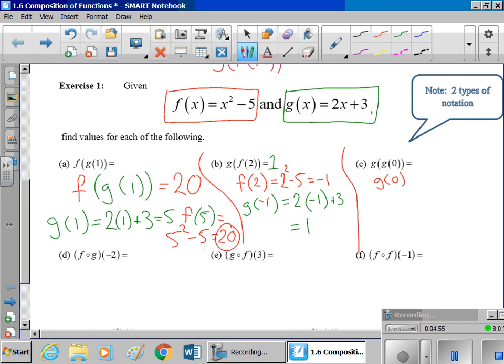And g of 0 is 2 times 0 plus 3, which is simply 3. Now we're going to take that 3 and we're going to put it back into g again. So now we're going to do g of 3, and we're going to do 2 times 3 plus 3, which is 6 plus 3, which is equal to 9.